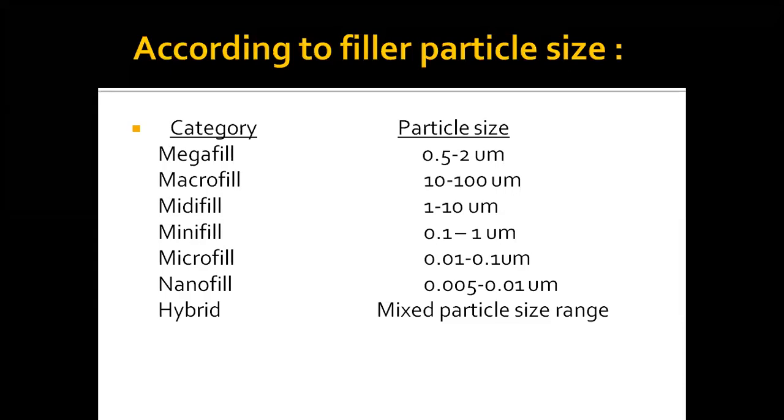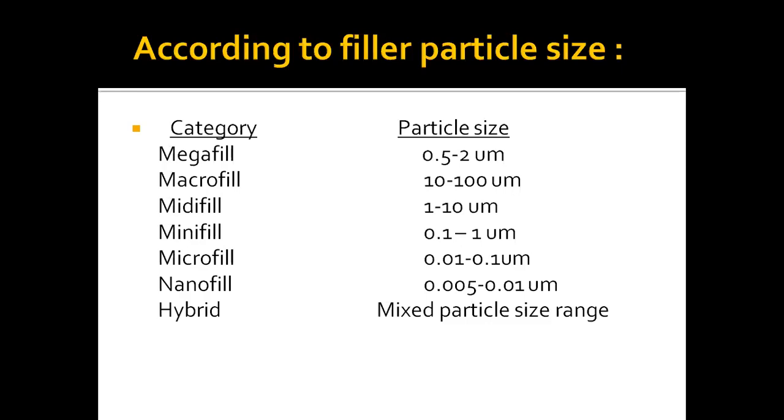Now, if they ask you which composite has a variable particle size, then hybrid is the one. Hybrid is a mixture of other composites, mostly nano or micro and minifill composites. It gives the hybrid its packable consistency and strength. Hybrid has better strength and flow compared to others.